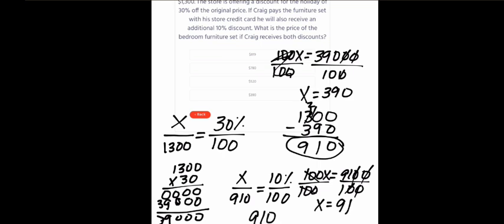So we're going to subtract that 91 from 910. 10 minus 1 is 9. I can't do that. 10 minus 9 is 1, $819. That is the price after both discounts.